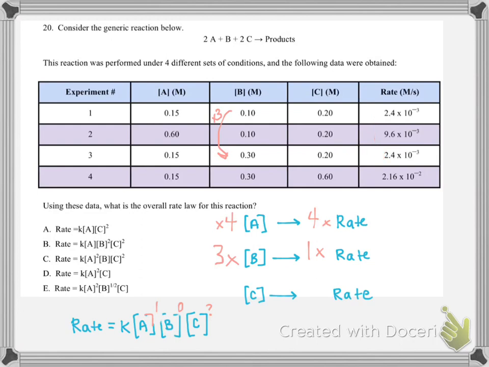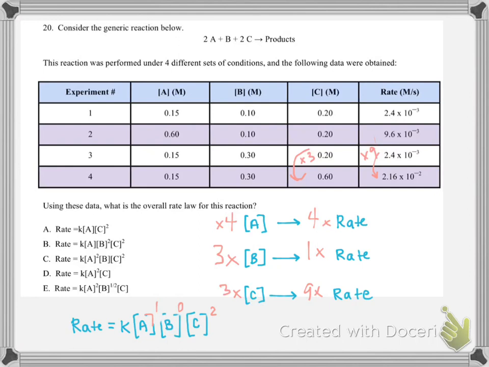And then for C, we can compare experiments 3 and 4. And we can see there that the A stays the same between those two experiments, B stays the same between those two experiments. But here we've tripled our concentration of C. And when we do that, we increase the rate by a factor of 9. So this is going to be a second order because it changed by the square of what we changed the concentration by.